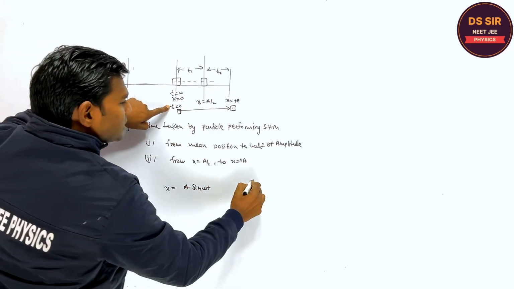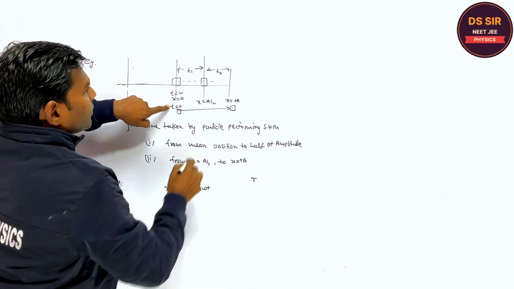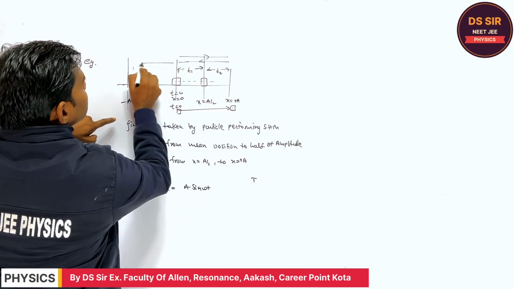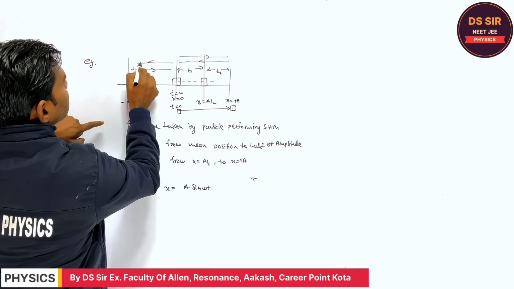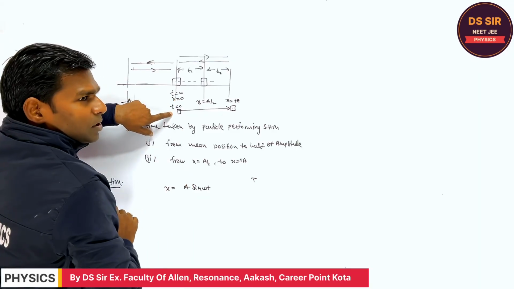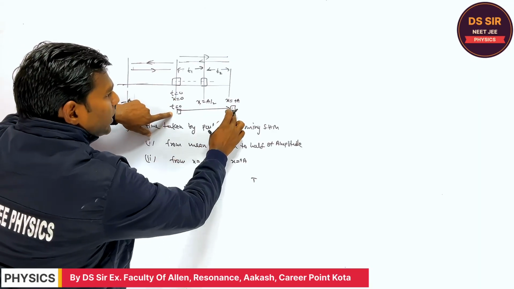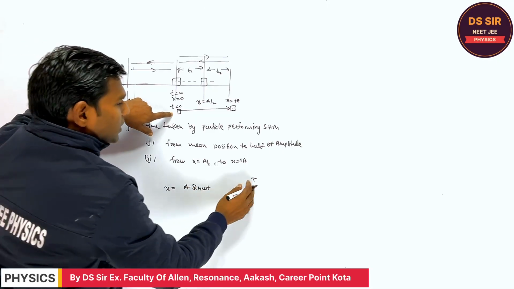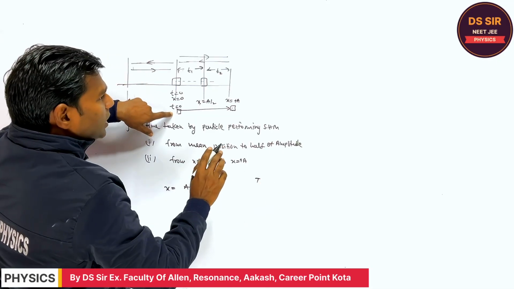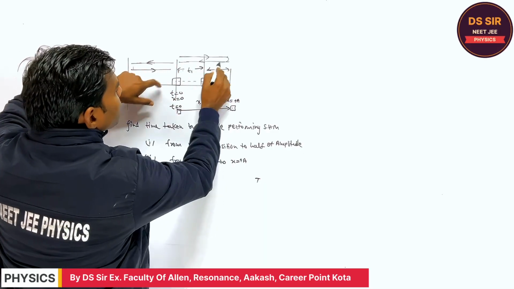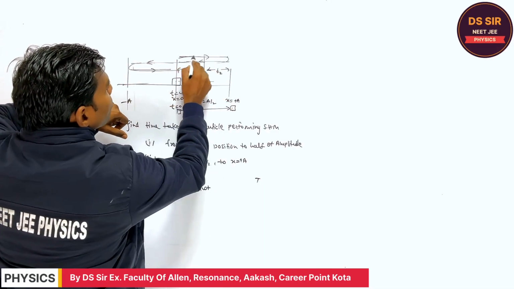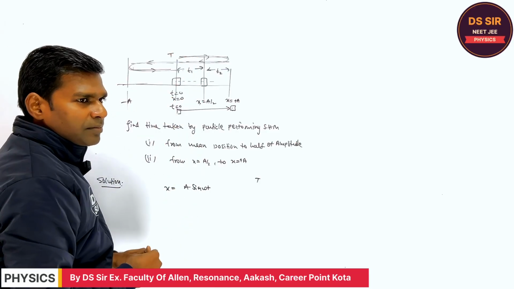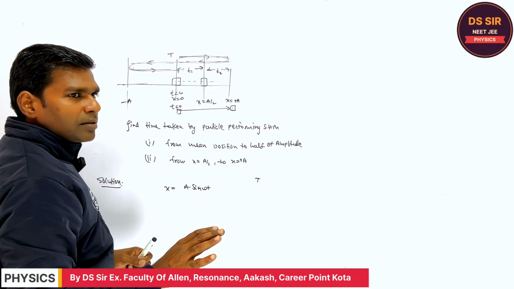If the total time period is capital T, this is one oscillation. It moves like this, like this, like this, and like this. So what is the time I am asking you, from 0 to A? Time interval. What is the total time of oscillation? From here to here, here to here, here to here. Say capital T.